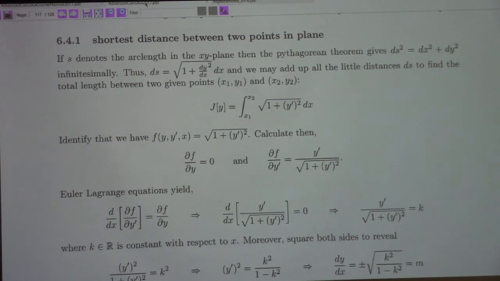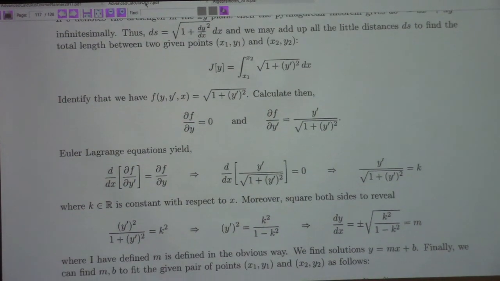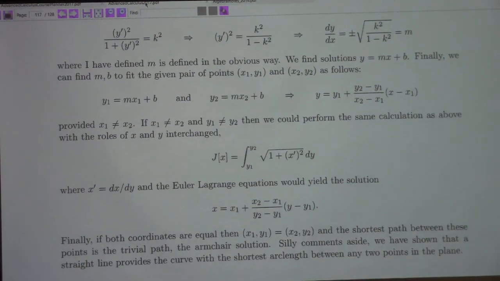Right, mx plus c. And then of course you have to choose the m and the c to fit the 2 points, the x1 and x2, right? So this is the derivation that the shortest distance between 2 points in the plane is a line. I can do this without variational calculus also, right? Yeah. We can all do this with inner products and such. There it is though.